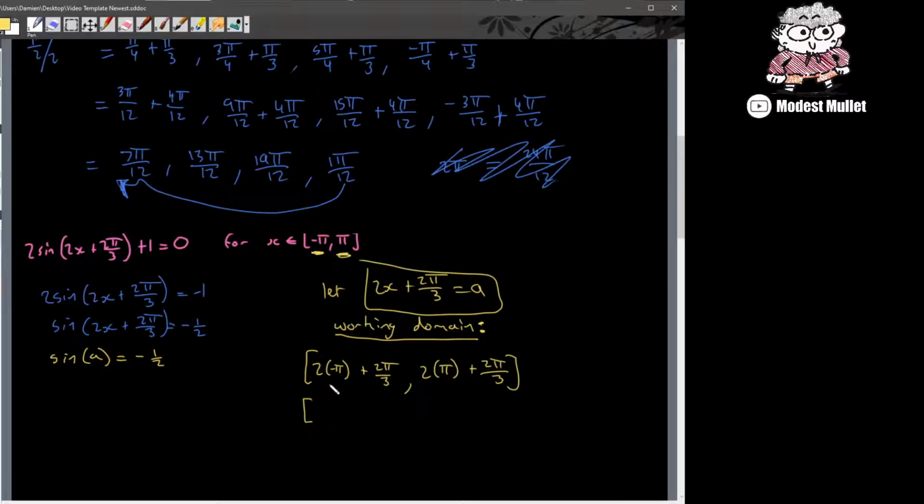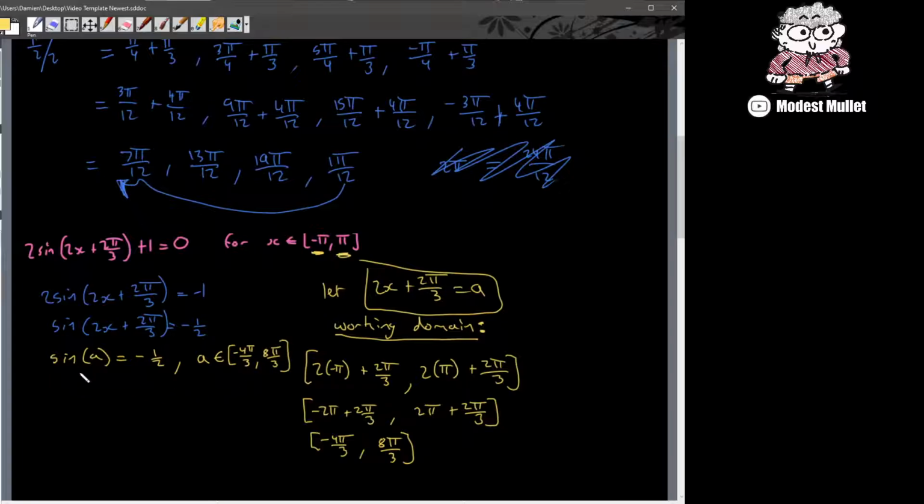So our new domain is negative 2 pi plus 2 pi on 3 and 2 pi plus 2 pi on 3, which gives me negative 4 pi on 3 and 8 pi on 3. So that's my new working domain. So I can put that here. A needs to be an element between negative 4 pi on 3 and 8 pi on 3.